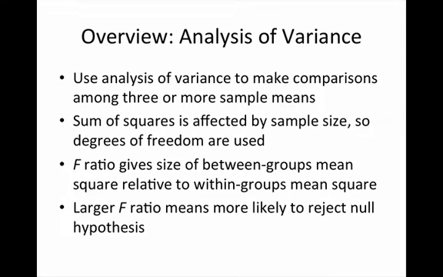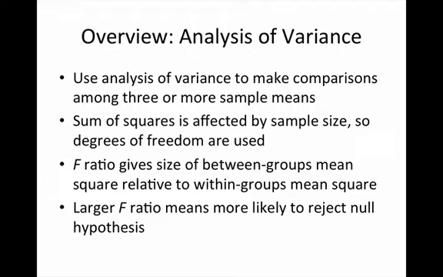Just to provide a general overview of analysis of variance, when we use it, we want to make comparisons among three or more sample means. So this might be a situation where we're looking at an independent variable with 3 levels instead of just 2, but we could go up to 4 or maybe even 5 levels. We're going to learn how the sum of squares is affected by sample size, and we're going to learn how to control for the influence of sample size with the use of degrees of freedom and mean square.